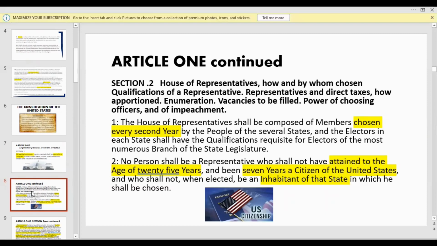So now, who can be a representative in this Congress? You have to be at least 25 years old. You have to be a citizen of the United States for 7 years. And you have to live in the state that you're representing. Note that you don't have to live in the congressional district that you're representing, but you do have to be an inhabitant of the state that you're representing.